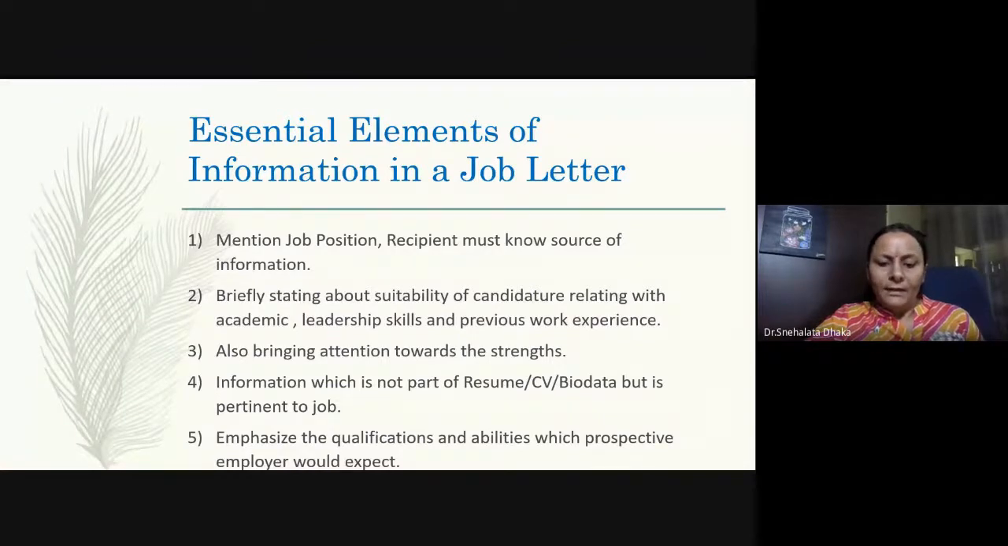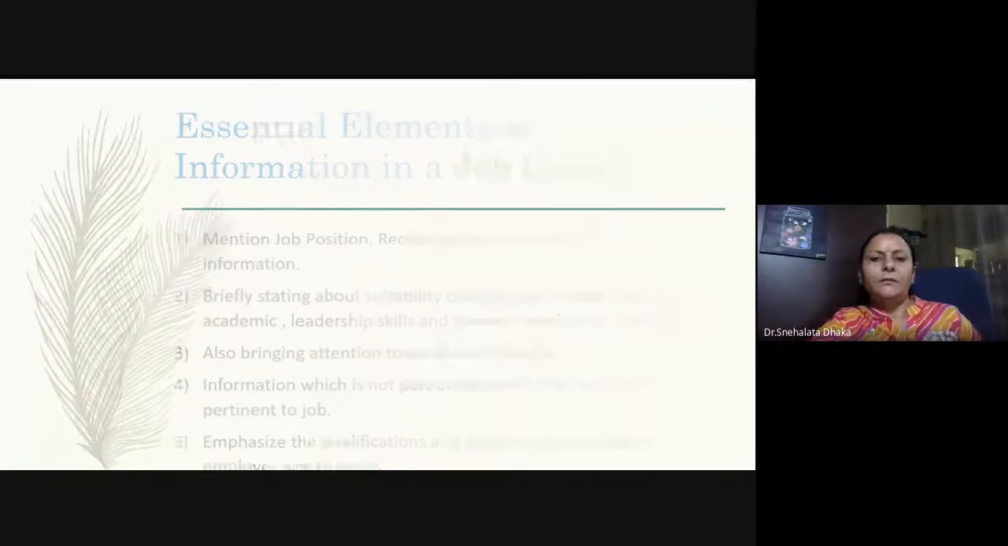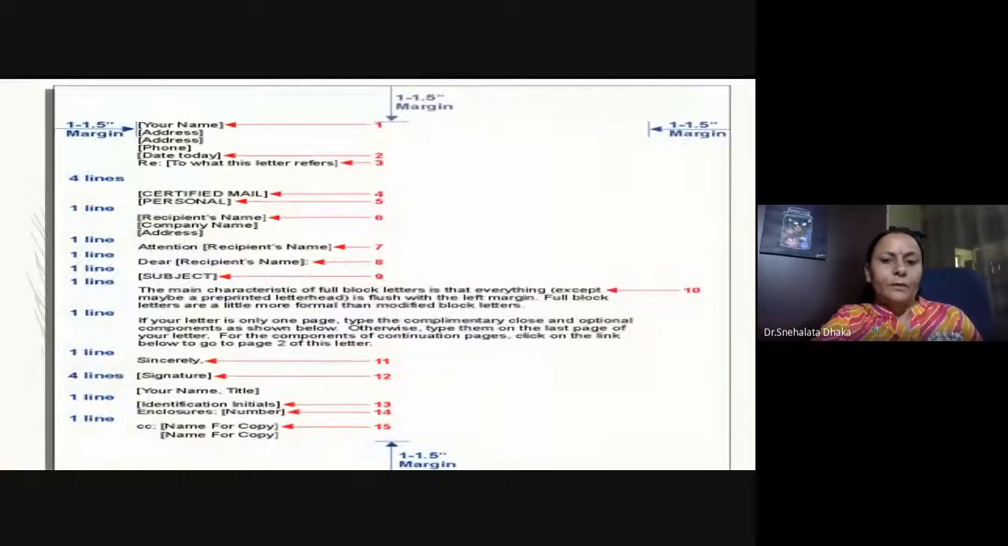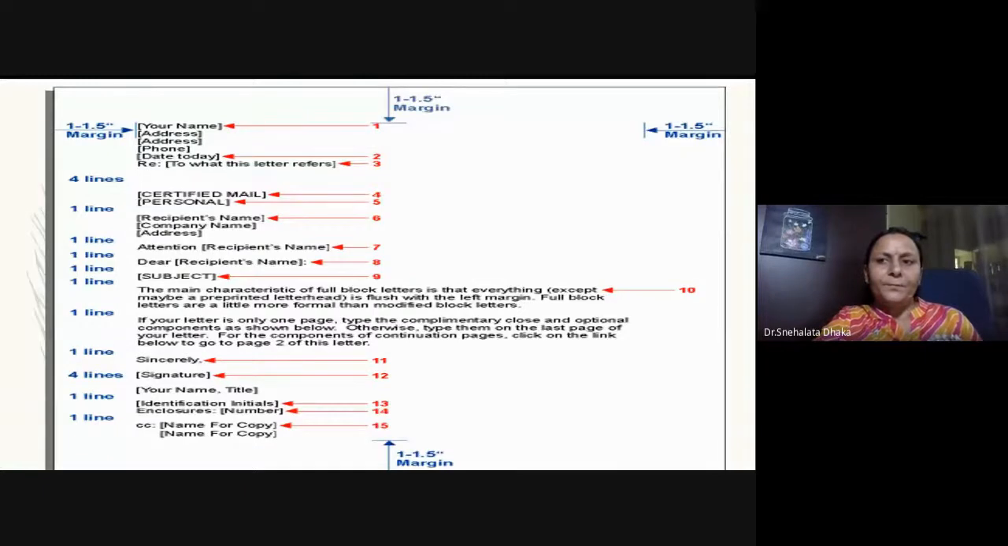So now let us take one format example of full block in the letter writing.